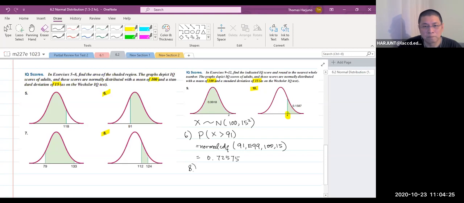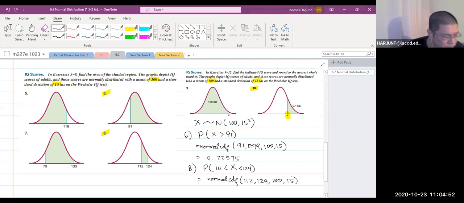Number 8. That's the probability that X is between 112 and 124. That is normal CDF 112, 124, 100, 15. I get 0.15706.